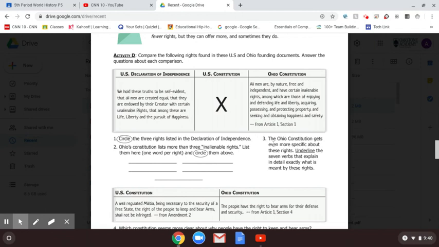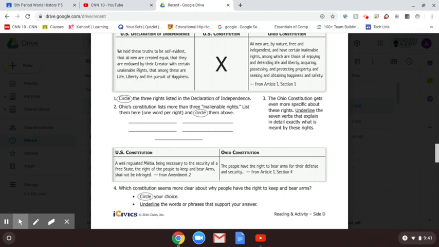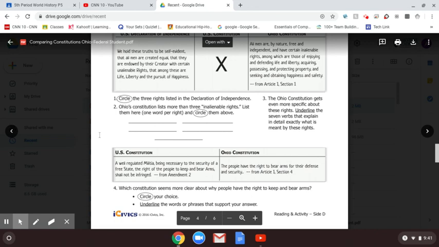And then the third one, the Ohio Constitution gets even more specific about these rights. Underline the 7 verbs that explain in detail exactly what is meant by these rights. So you're going to see words like enjoying and defending, processing, those things with the ing essentially. Underline those words. And remember, if I'm moving too fast, you're not done with this section before I move on to the next one, just go ahead and hit pause in this video and then do that part. And then when you're done with it, go ahead and hit play back in the video again.